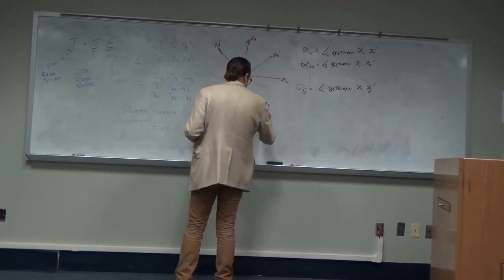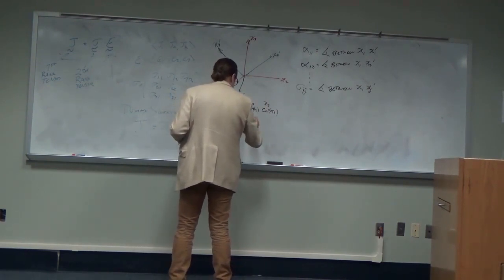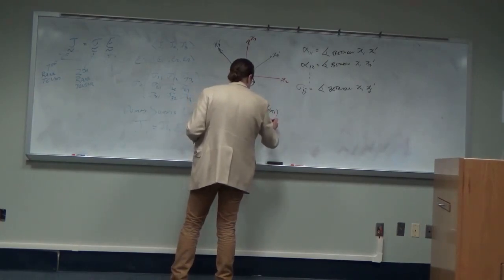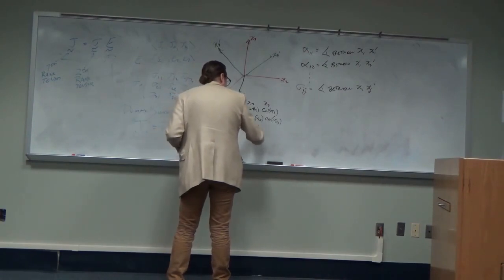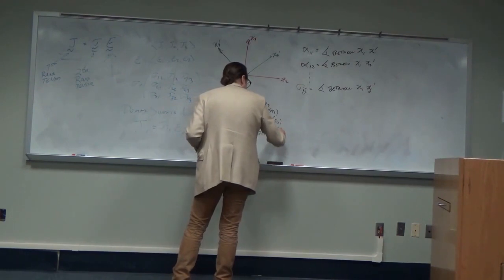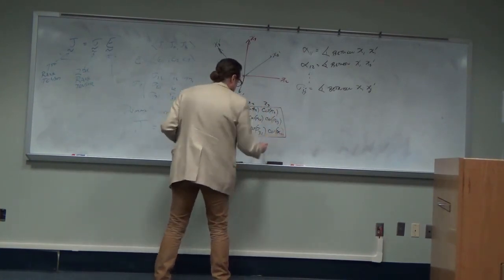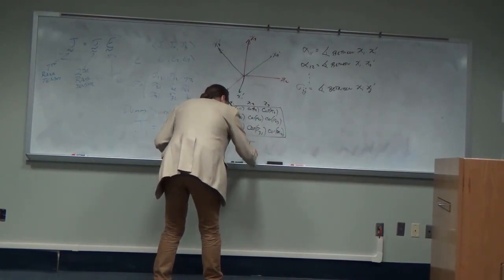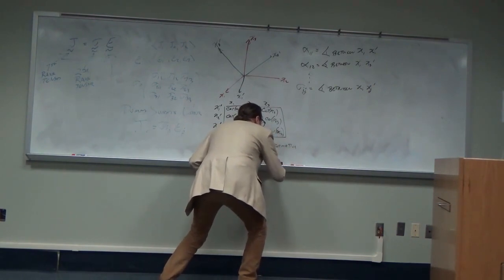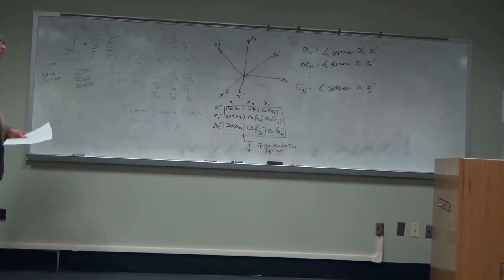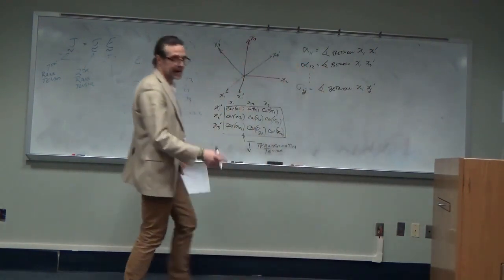So from the angles, we could then make a table: cosine alpha 1,2, cosine alpha 1,3, cosine alpha 2,1, cosine alpha 2,2, cosine alpha 2,3, and so on. And this is going to be our T, which I'm calling our transformation tensor. Is that alpha ij? This is alpha ij, yeah, the angle between the xi and xj prime axes.